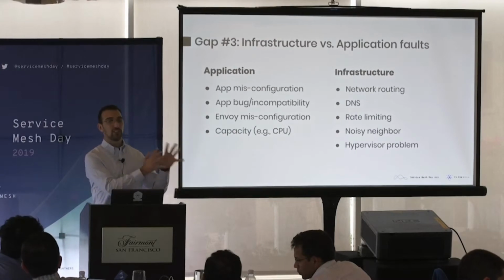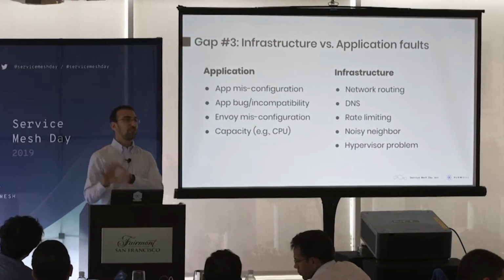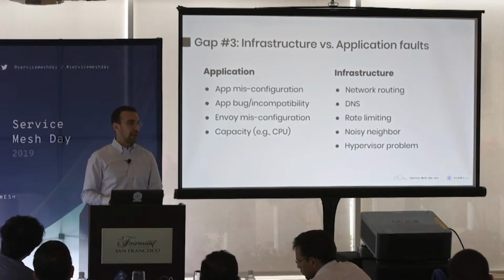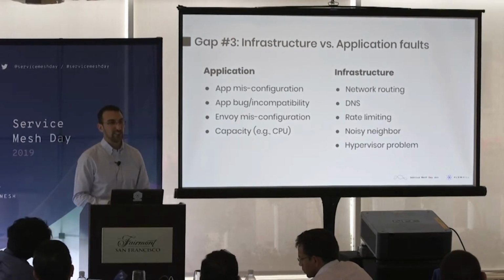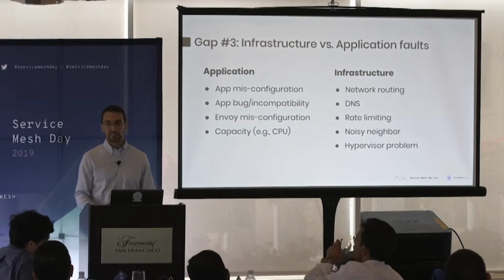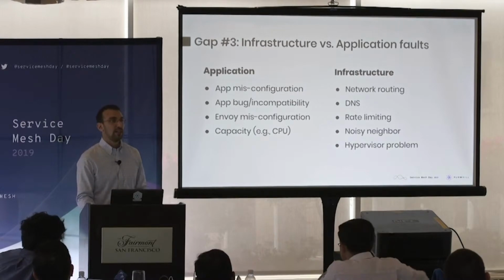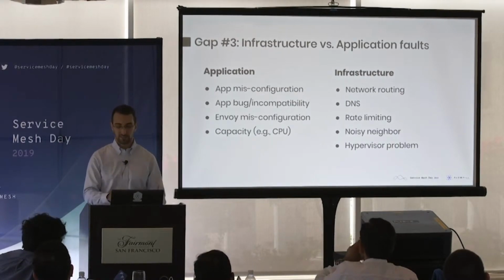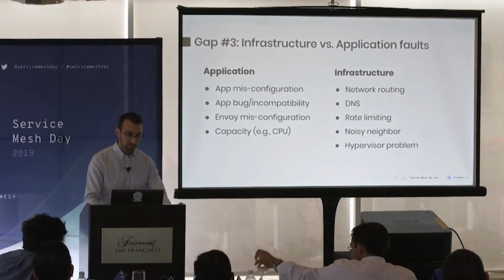On the one hand, application issues. Others are infrastructure issues. If you're on Amazon, is Amazon delivering the packets correctly? Is the network routed correctly? Is DNS working? Is there rate limiting on your instance, on your VM, that's happening? And so on and so on. And how can you tell? You can spend a lot of cycles pursuing the wrong problem.